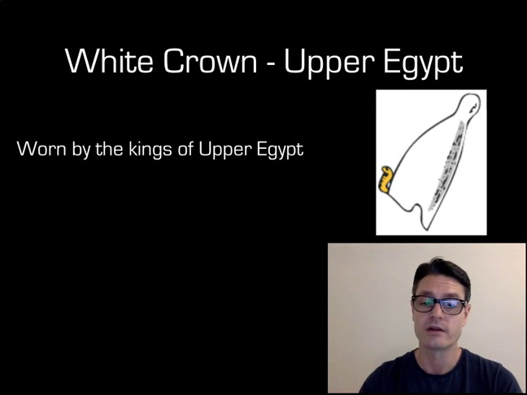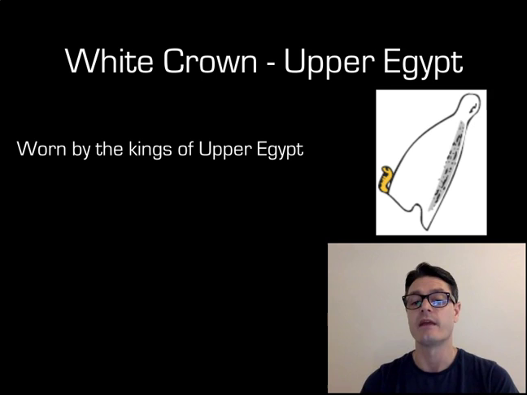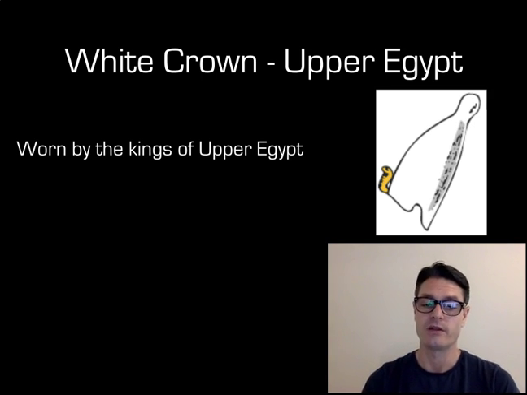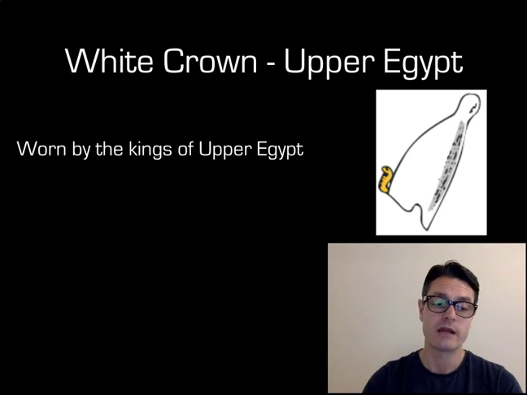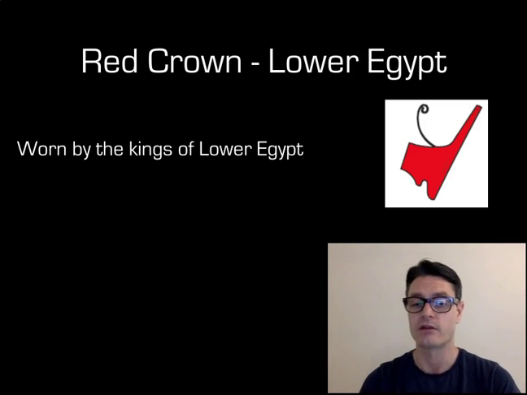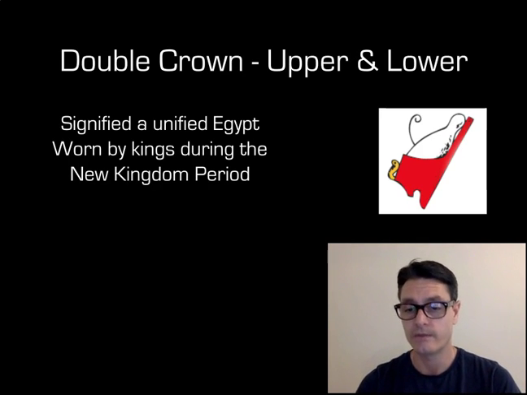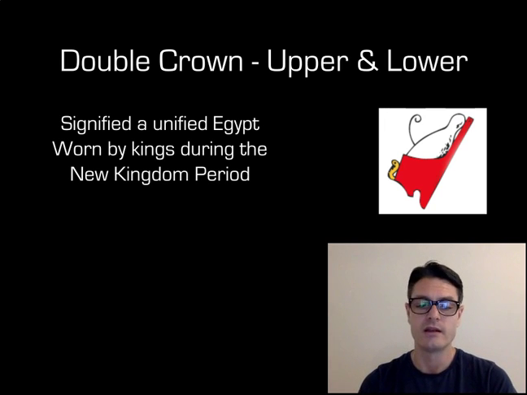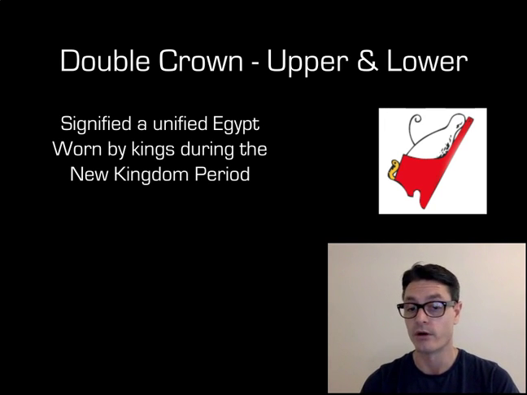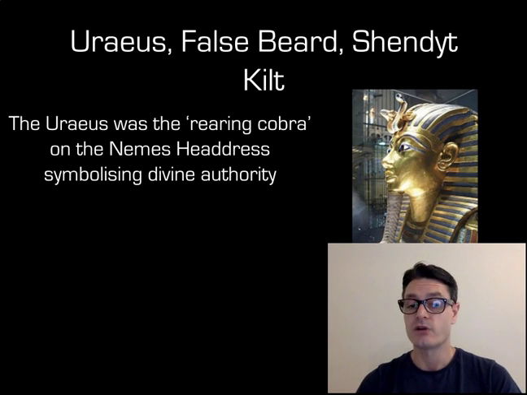We also have the white crown, which indicates that it's the king of Upper Egypt down to the south, where the Theban kings are from, and we have the red crown, which was the crown of Lower Egypt to the north. And when Egypt was united under one king during the kingdom periods, then the king would wear the double crown, which combined both of those crowns together. So we often see the king during this time period wearing the double crown of Upper and Lower Egypt, including Hatshepsut. Some other images of pharaonic regalia are the uraeus, the false beard, and the shendit kilt.